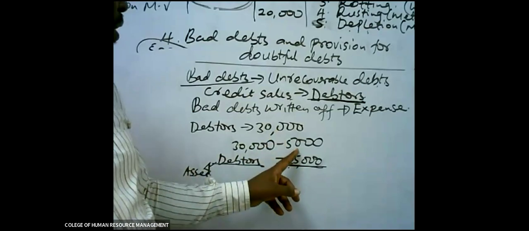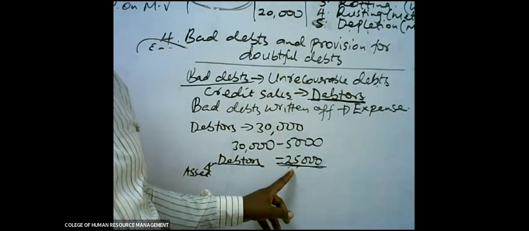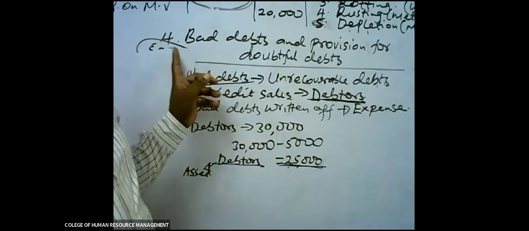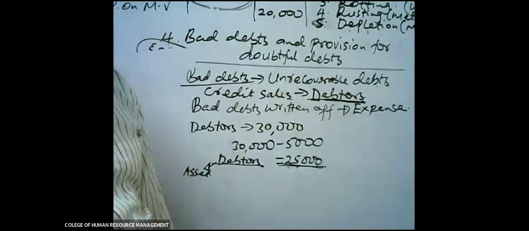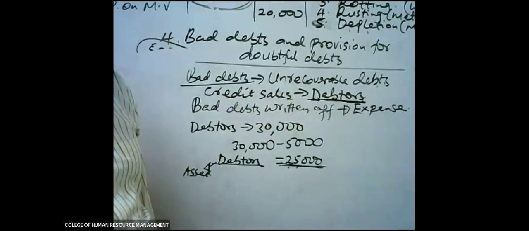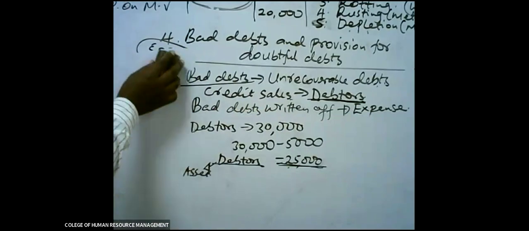So you deduct the 5,000, the debtors will be 25,000, and then this 5,000, I've said you are going to treat as an expense. Is it okay? Yes. So that is it.